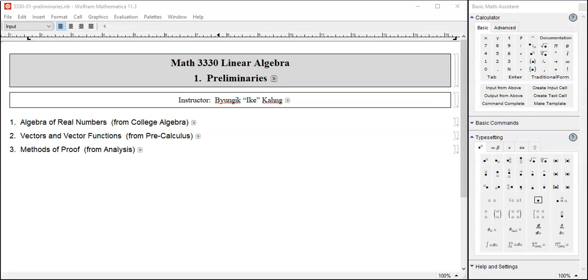Hello students, welcome back. Section 3 of this notebook is Methods of Proof. I'm not exactly sure whether I can call it preliminaries, but I decided to include it anyway. In any case, we have to cover it in week 1, and it has to be included in the week 1 module. Here we go.